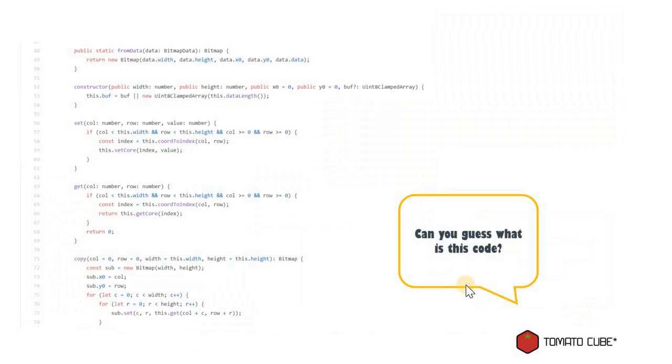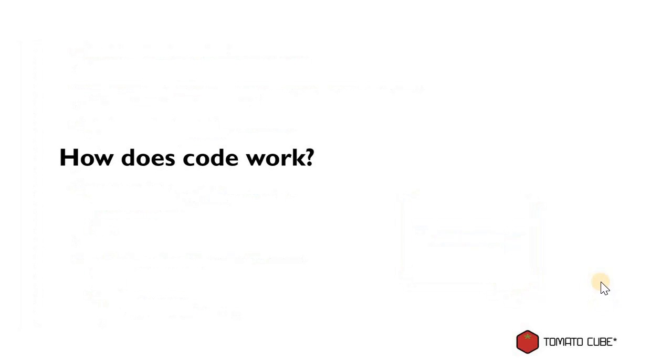And here's another example. Can you guess what this code is? This is part of the code written by the programmers to create the MakeCode editor that you are using now. So what exactly is coding and how does code work?